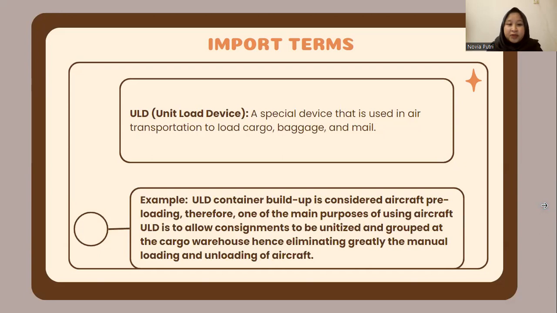And then the third one, ULD or unit load device. So it's a special device that is used in air transportation to load cargo, baggage, and mail. So for example, ULD container build-up is considered aircraft reloading. Therefore, one of the main purposes of using aircraft ULD is to allow consignments to be unitized and grouped at the cargo warehouse, hence eliminating greatly the manual loading and unloading of aircraft.